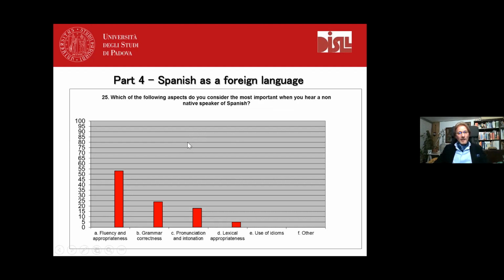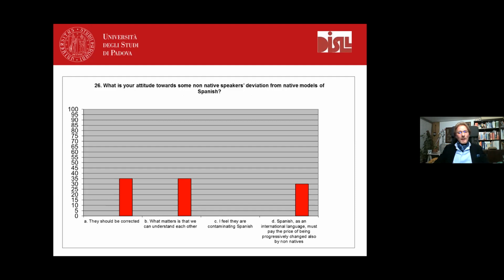Which of the following aspects do you consider the most important? As you can see here, the aspect that prevailed was fluency and appropriateness, where appropriateness means being sociolinguistically correct, to make it more explicit. The other question: what is your attitude towards some non-native speakers' deviation from native models of Spanish? As you can see, there's basically the same amount of answers for each of the three possible answers there.